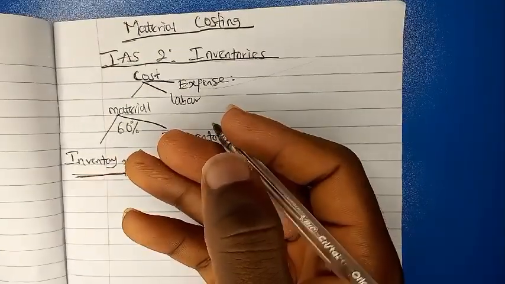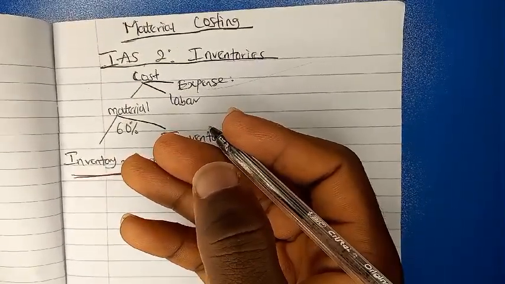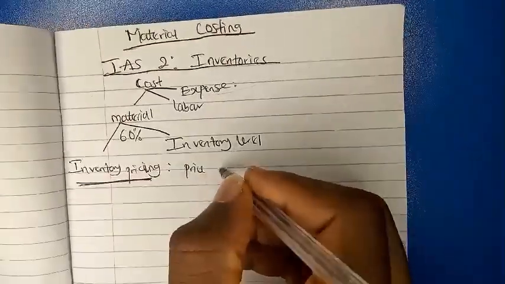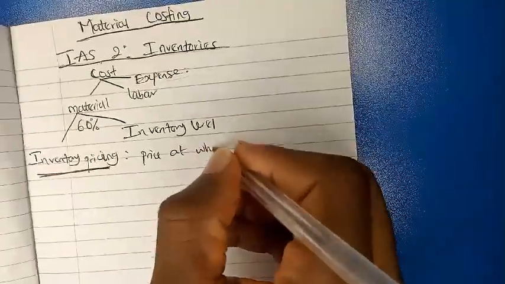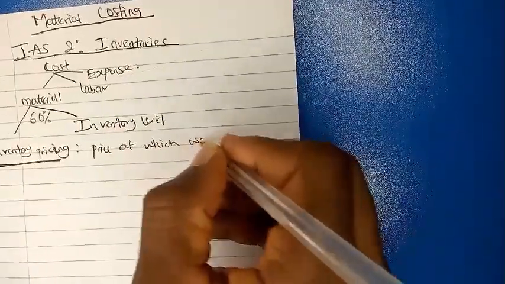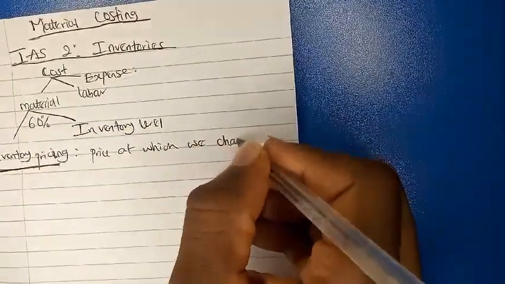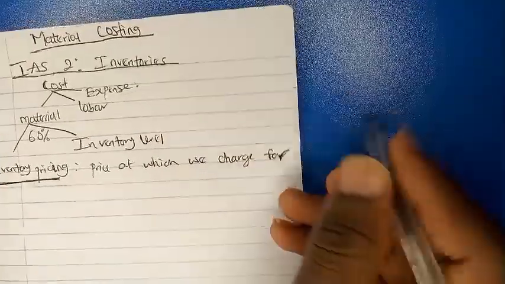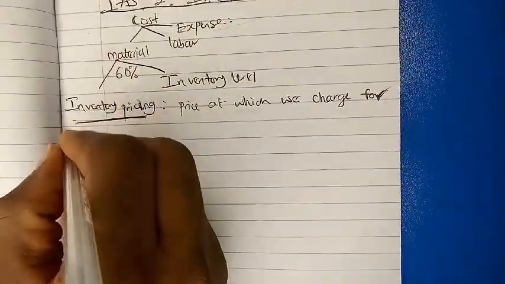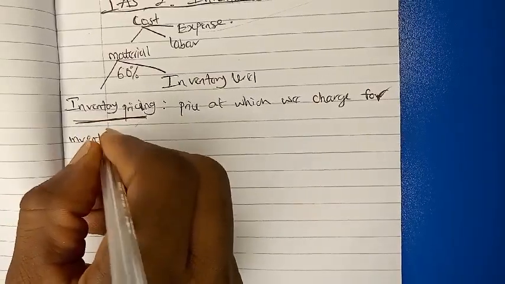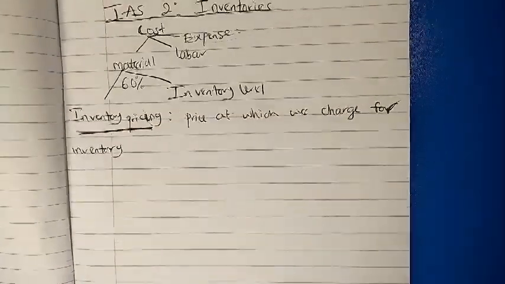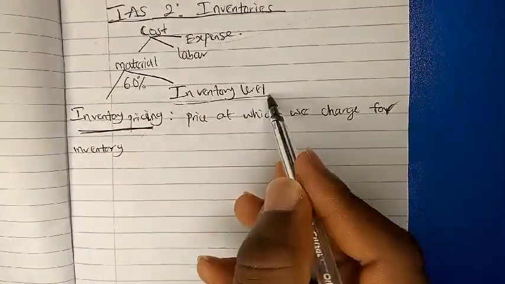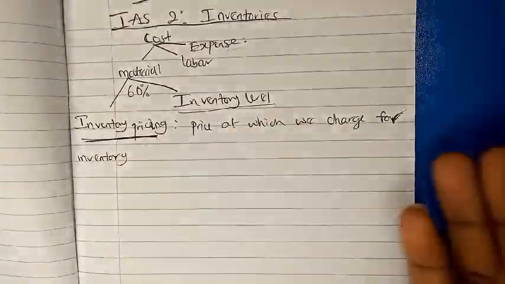Inventory pricing simply means the price at which we charge for our goods, the price at which we charge for our inventories. So how do we determine the price to charge for inventories? That is what this topic dwells on. Maybe in other video classes, we'll be talking about inventory level.